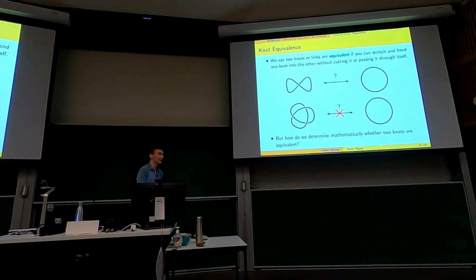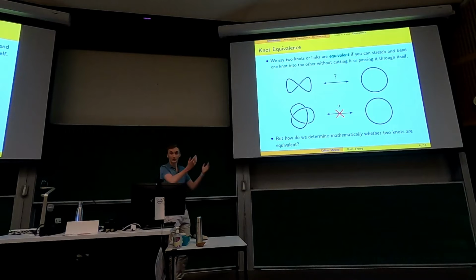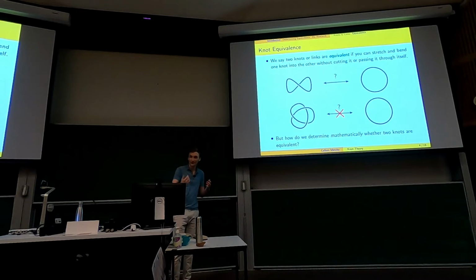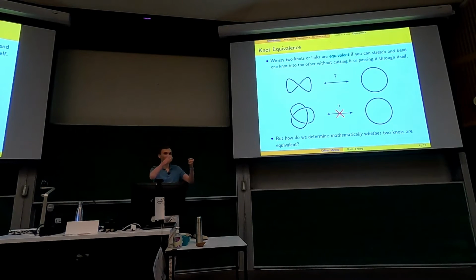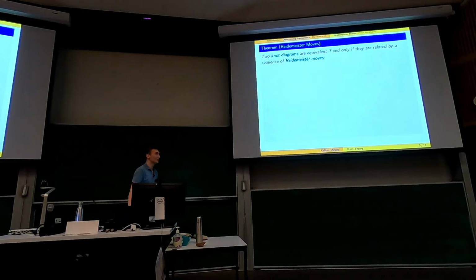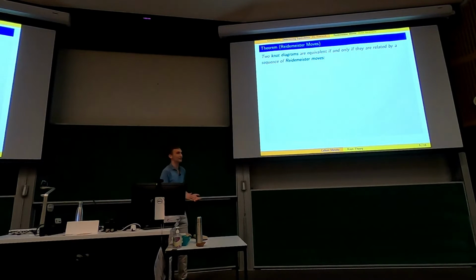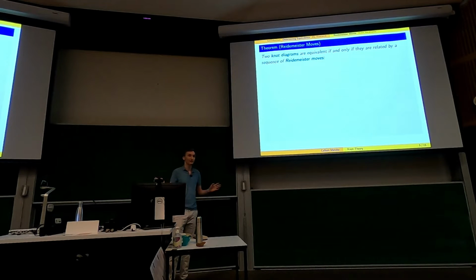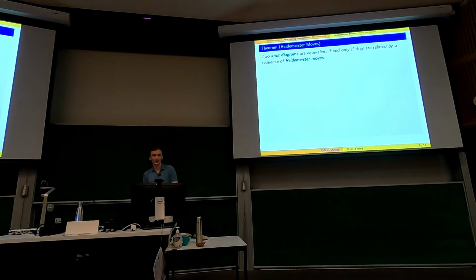So we need to determine mathematically that the top two knots are equivalent, that our definitions say yes, we can twist that left-hand knot into the right-hand knot, and that the bottom two knots are not equivalent, and that we can't somehow take that left-hand knot, twist it up in space, and get the right-hand knot. So we come to this theorem of Reidemeister, and this characterizes everything about knot equivalence.